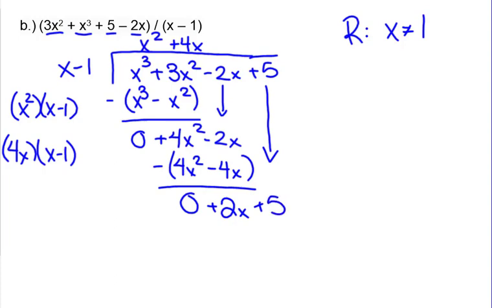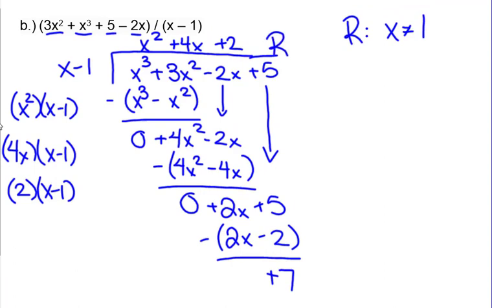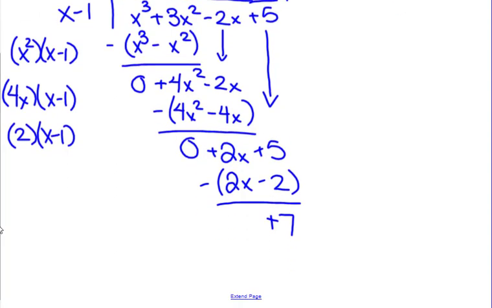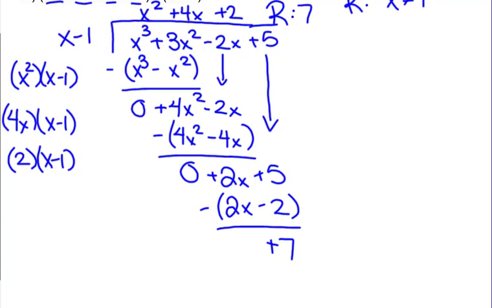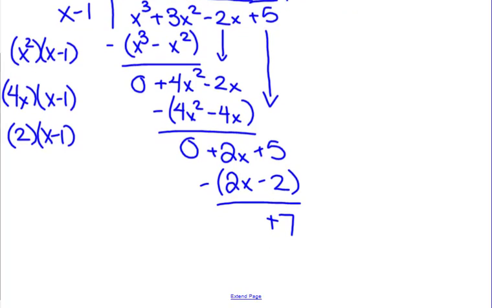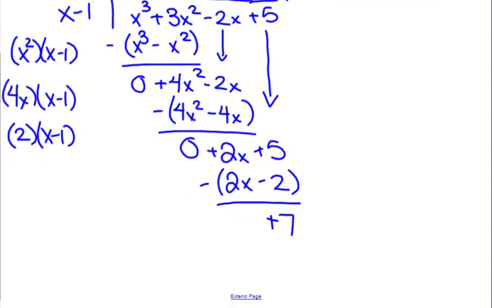X times what gives us 2x? Well, that's 2. 2 times x subtract 1 is 2x subtract 2. And we're left with positive 7. So our remainder, 7. And if we want to write it in that form, it's exactly like last time. We would have x cubed plus 3x squared subtract 2x plus 5 divided by x subtract 1 is equal to, well, what was on top, which was x squared plus 4x plus 2, plus our remainder, which was 7 over x subtract 1.